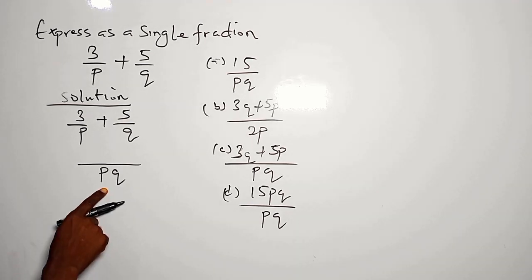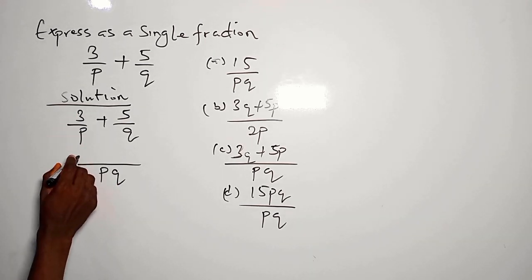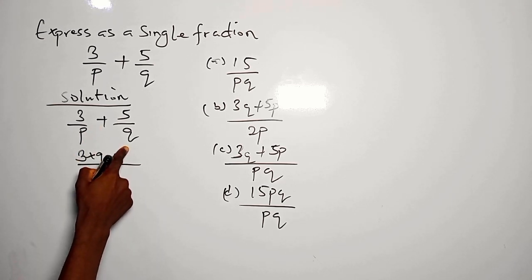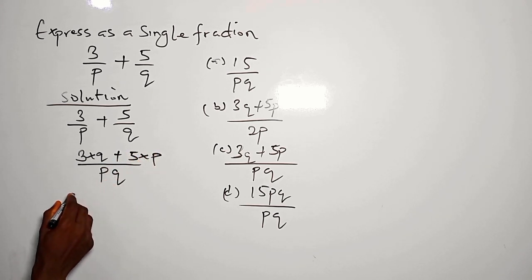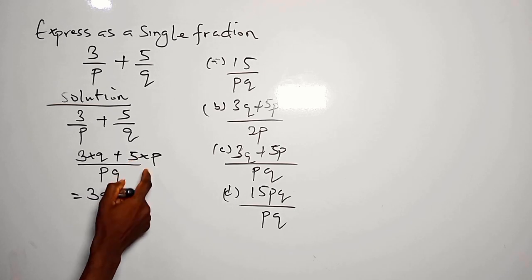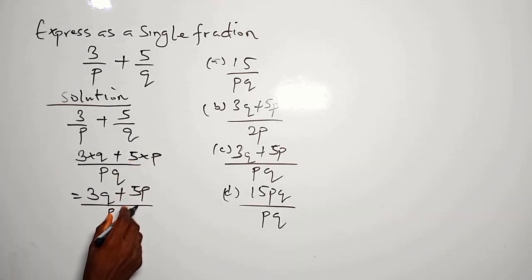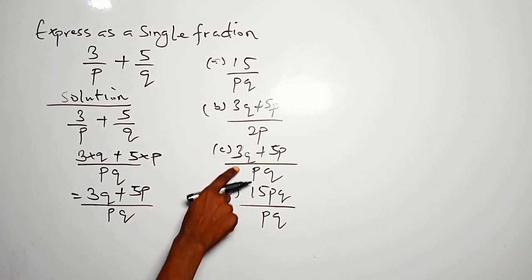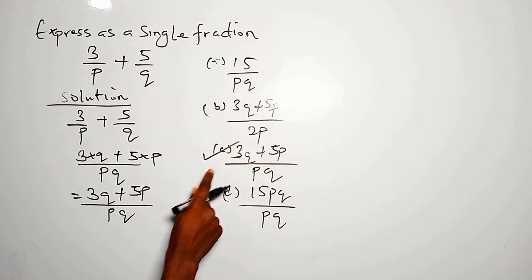The next thing, when we divide pq by p, we have q, and we multiply it with 3, so we have 3 times q, plus, when we divide pq by q, we have p, and we multiply it with 5, we have 5 times p. So from here we have 3q plus 5p over pq. So that's option C, 3q plus 5p over pq. So the best answer is option C.